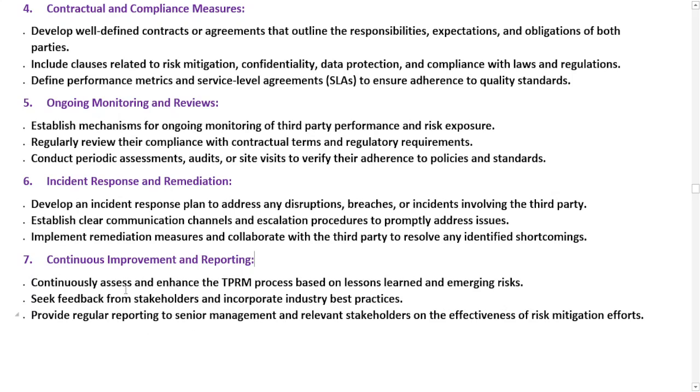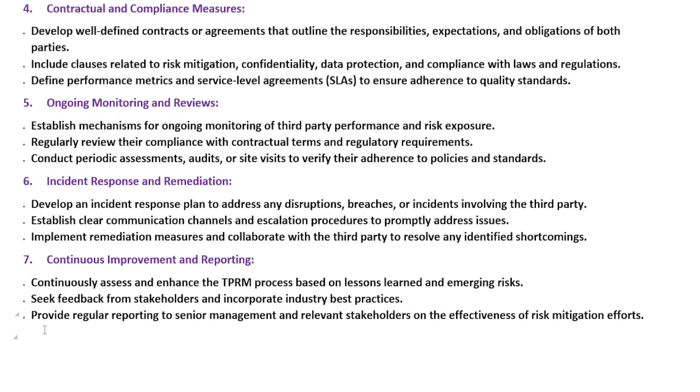The next step is continuous improvement and reporting. In all previous lectures, I highlighted this important step and told you multiple times that third party risk management is an ongoing continuous process. Companies have to continuously assess and enhance the third party risk management process based on lessons learned from the past and from emerging risk as well.